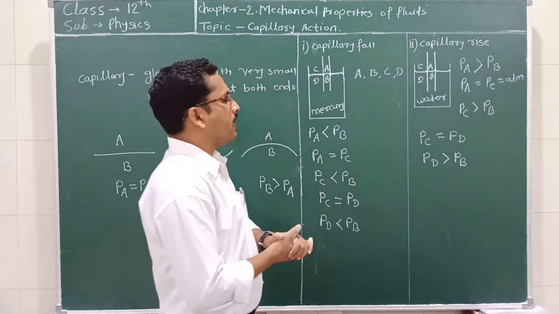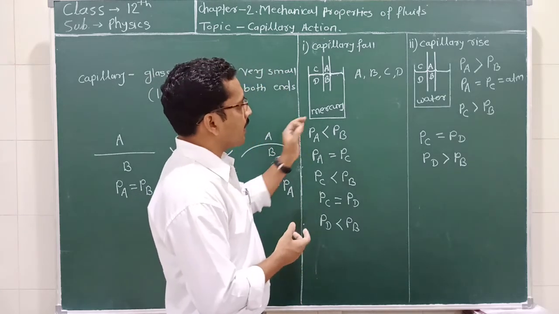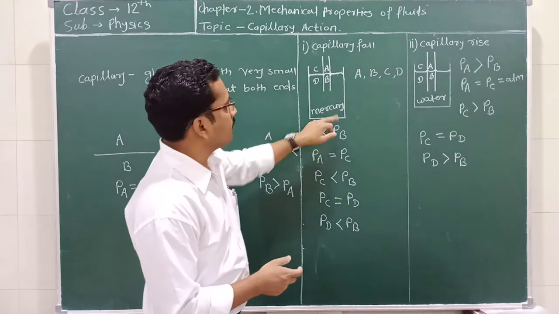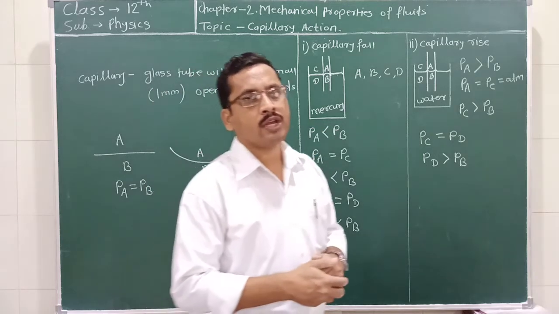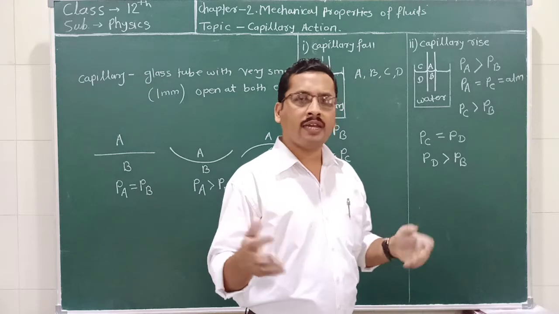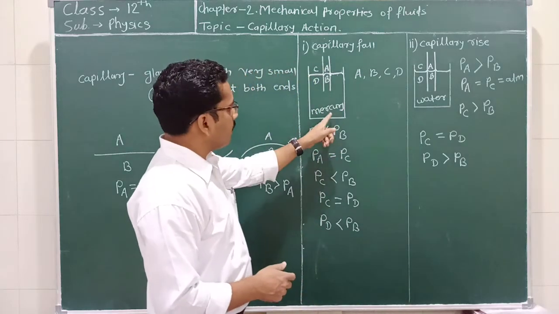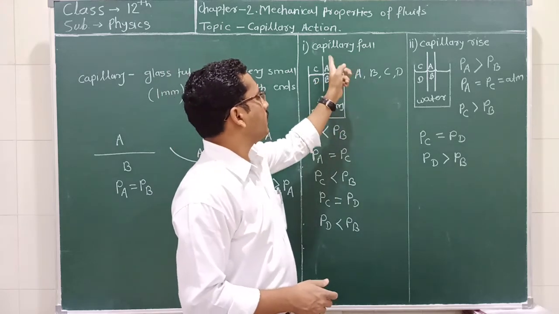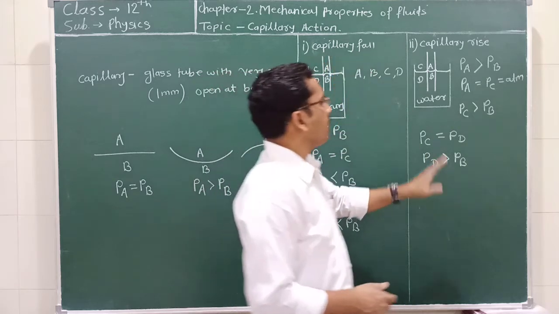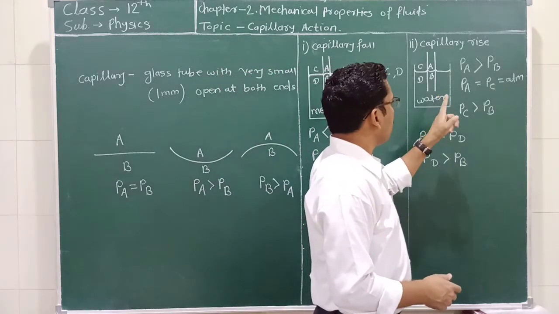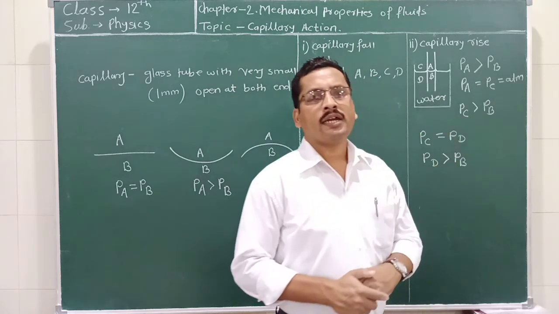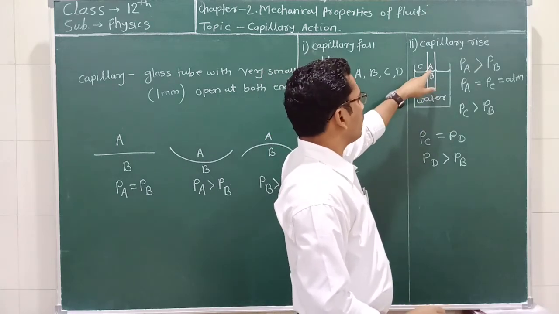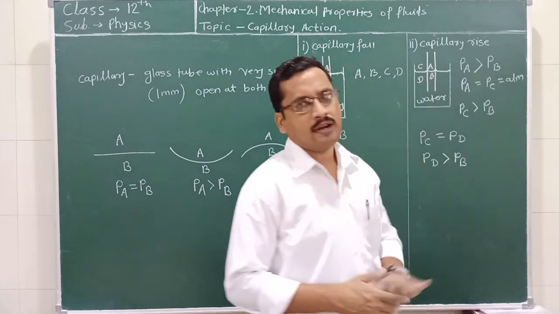Now we can again relate this capillary fall and capillary rise with the angle of contact. Now we see here mercury, and what is the angle of contact for mercury? It is obtuse, greater than 90 degrees. So for a liquid in which the angle of contact is obtuse, the liquid inside the capillary will fall, and when a liquid has an angle of contact less than 90 degrees, that is an acute angle, the liquid level inside the capillary will rise.